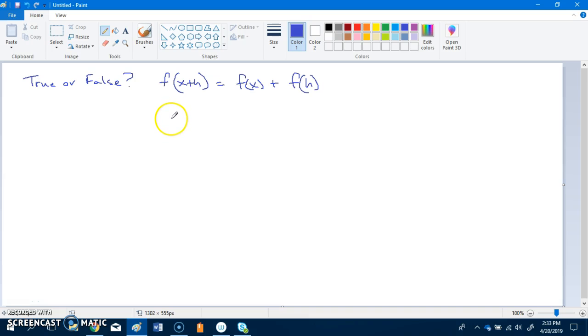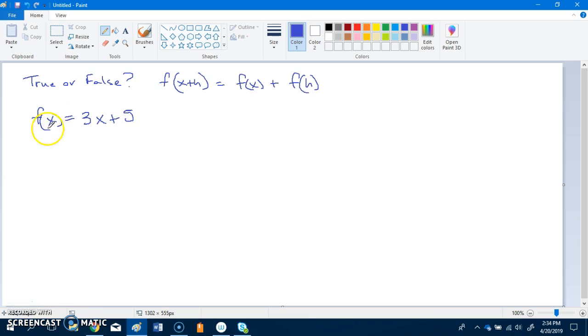So the question that you have is, does f of x plus h equal f of x plus f of h? Is this true or false? Looking at this, the way that I would go about doing it is that I would get an example function that's fairly easy. So I'm going to look at f of x is equal to 3x plus 5. And then I'm just going to apply this to this function.